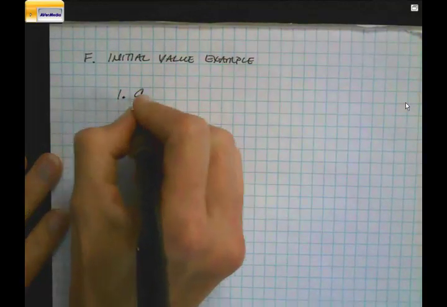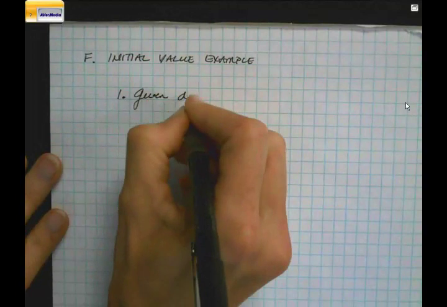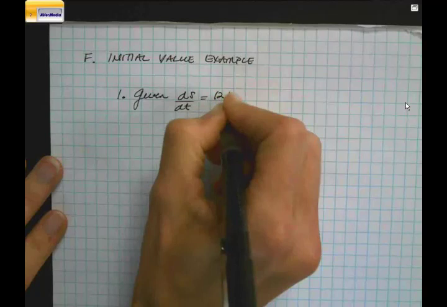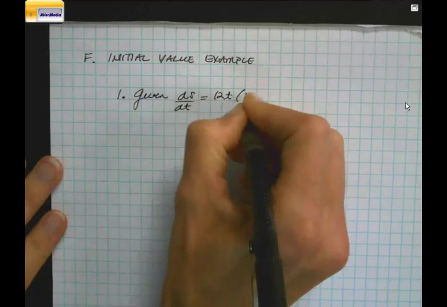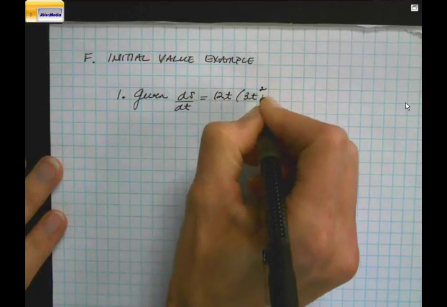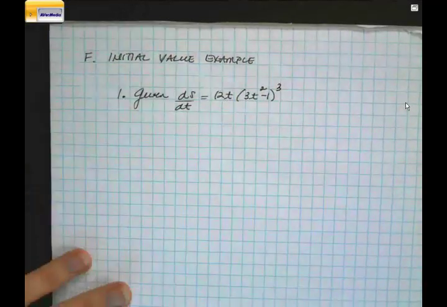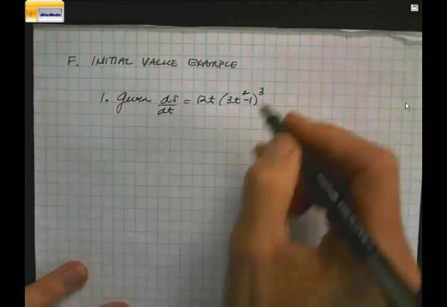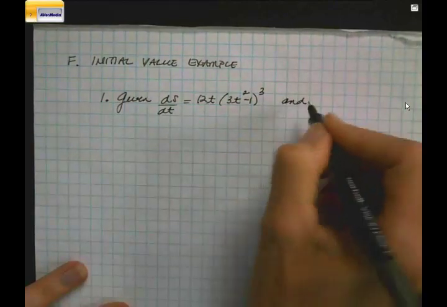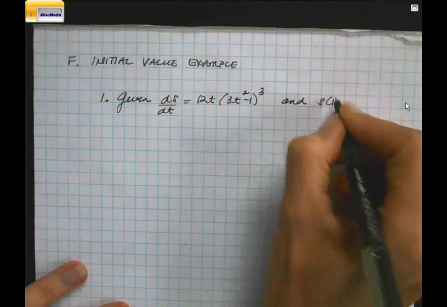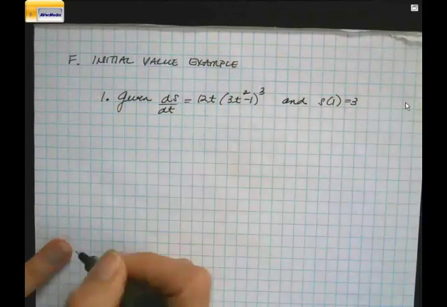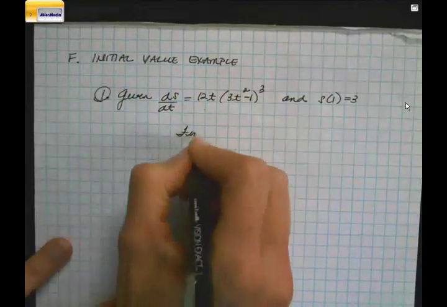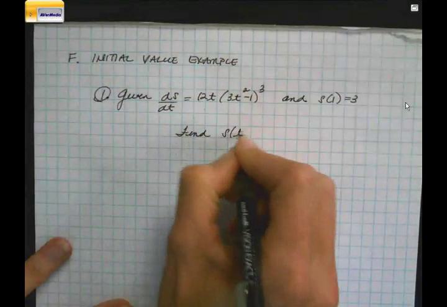Okay, here's what it says. Given ds dt equals 12t times 3t squared minus 1 cubed, and that s of 1 equals 3. The question is, find s of t.